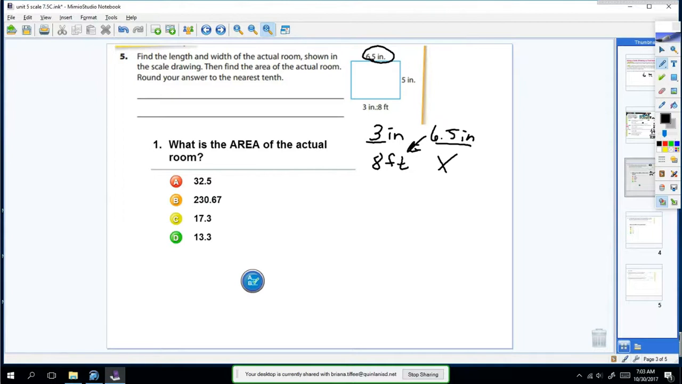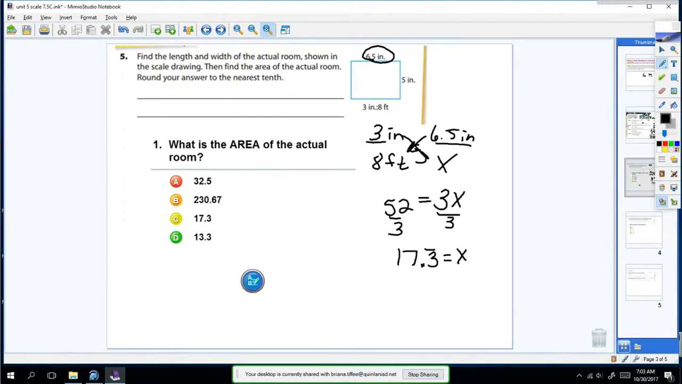And 6.5 times 8 is 52. And then 3 times x is just 3x. So then you're going to divide 3 to both sides. And you divide 3 into 52, which is 17.3 repeating. So let's just say 17.3.